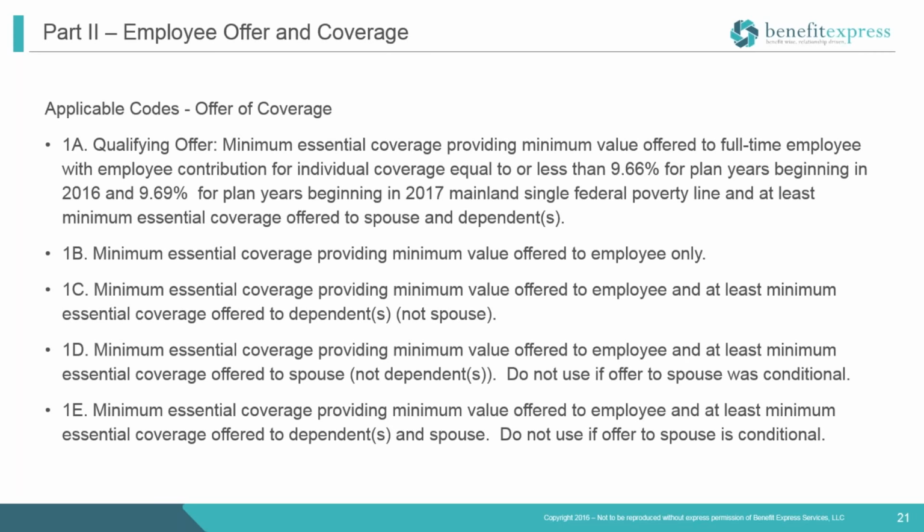And at least minimum essential coverage offered to the spouse and dependents. Very few employers can do this, but if you can, and if you want to use this, if you use 1A, you don't have to complete line 15. So if you're very generous, for example, and the employees pay very little for their coverage, you may want to use 1A, and then you don't have to complete line 15.